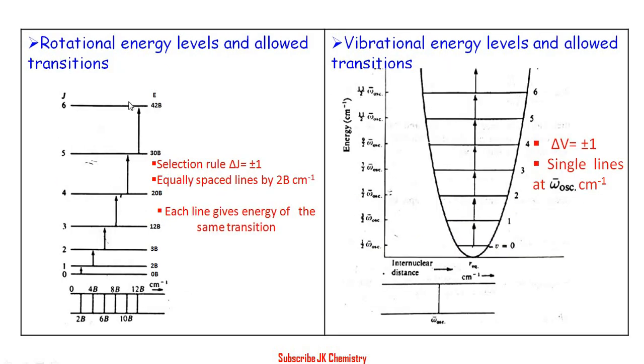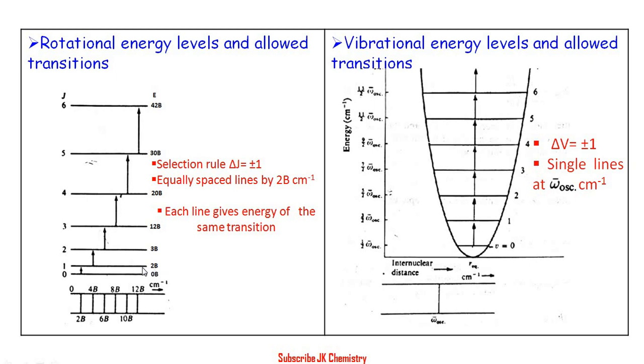Now the rotational energy levels and allowed transitions. We know that different energy levels are there. Rotation energy means energy within the vibration energy levels. You can see different rotation energy levels. So this is the ground state rotation energy level, having energy 0B. First one, here it is rotation quantum number 1. We know that the energy expression is B into J into J plus 1. By substituting the J value, you can get the energy. When J is equal to 1, you get 2B.